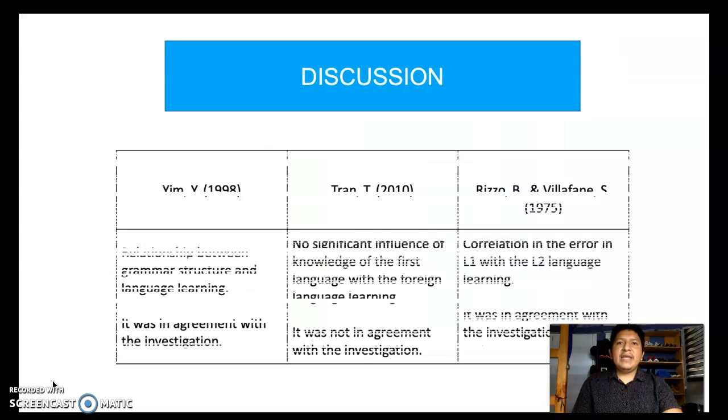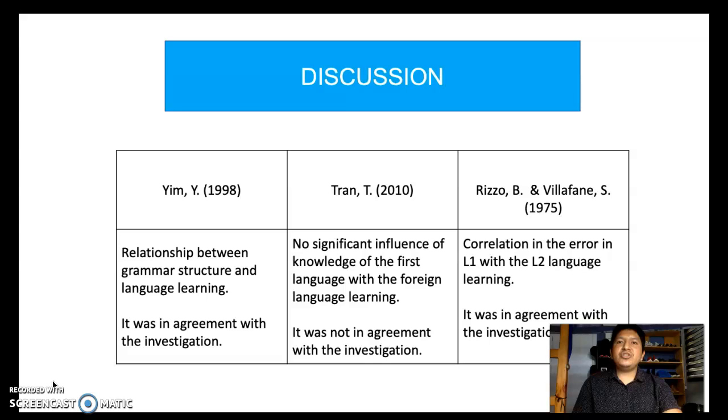Some of the results obtained in this investigation showed the relationship between grammar structure and language learning, and also showed an agreement with the investigation done by Yin in 1998. This investigation also reflects that there was a significant influence of knowledge of the first language on foreign language learning. There were common errors in both languages that affect the development of the skills in English. However, these results were not in agreement with the investigation done by Train in 2010. Nevertheless, the investigation also showed an agreement with the research done by Saketsky in 2017. The results showed a strong significant correlation between L1 grammatical morpheme and L2 language proficiency.